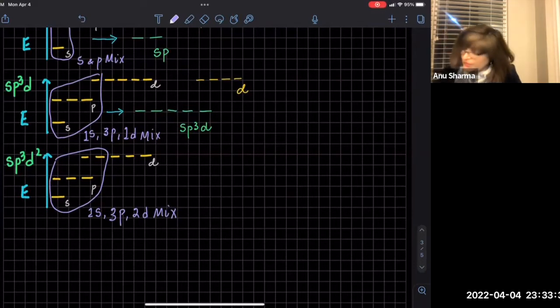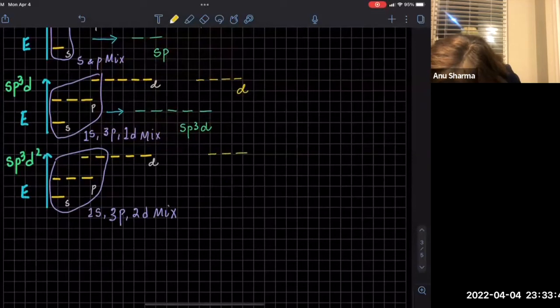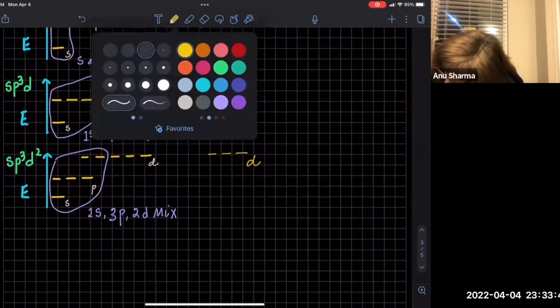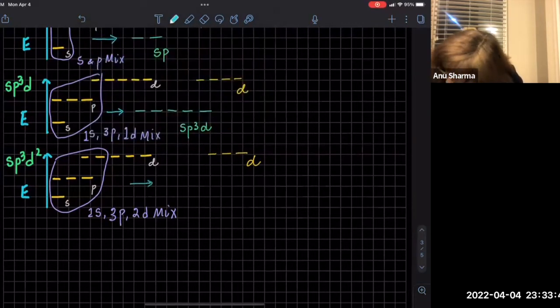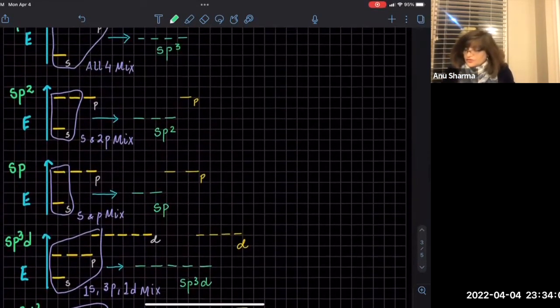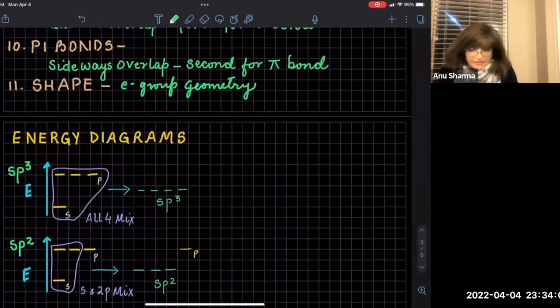And now what do we have? The 3 pure D's, which did not even mix, so they remain unhybridized. And we have the 1 of S, 3 of P, and 2 of D's. So this is the Sp3 D2. Okay, so this is how this mixing and mixing looks like.